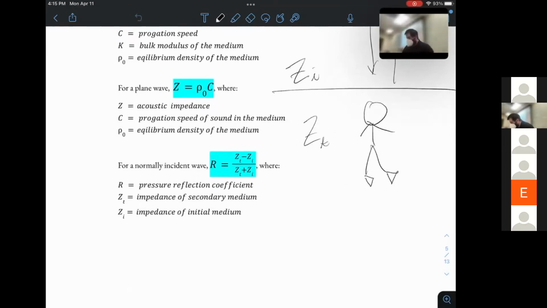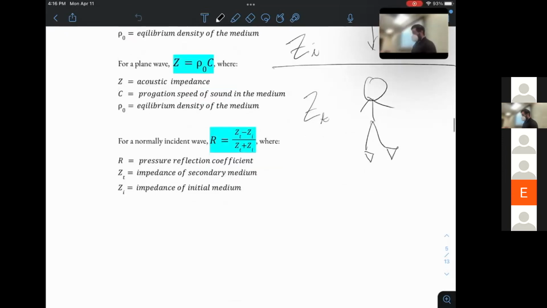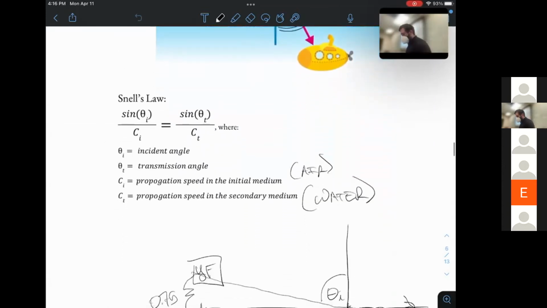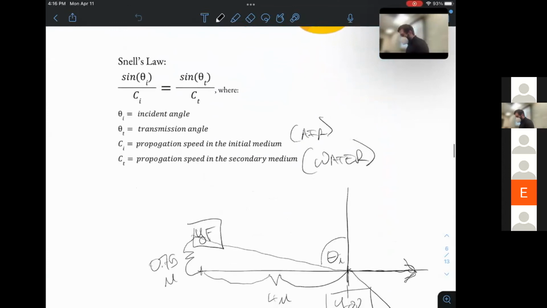And just know how to use R. What it's going to give you is a ratio, right? It's going to give you something like 0.4 or whatever. And then you're going to multiply that by the level of the incident wave or whatever. You know what I mean? It's not going to spit out exactly what the value is. It's just going to be the ratio of those two values, right? Definitely have that written down on your cheat sheet. We got angles, we got Snell's law.